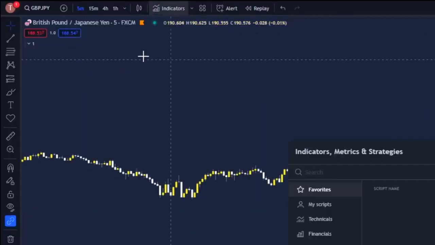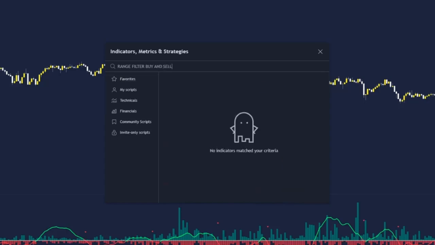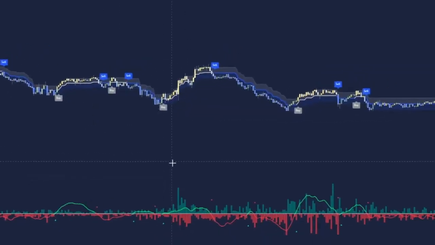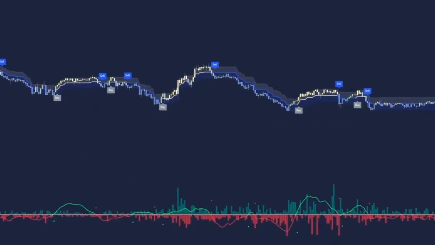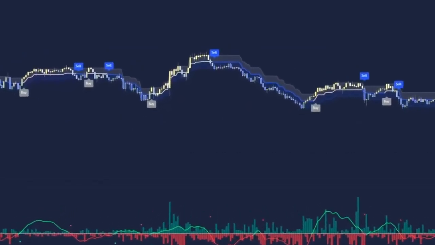Go to the indicators search tab again. This time search range filter buy and sell. Add this one right here. This is an awesome buy-sell indicator that paints signals when price breaks the calculated ranges. So now that we've got our indicators, let's look at how we can take trades with this free strategy.